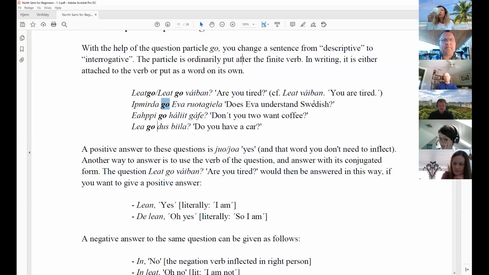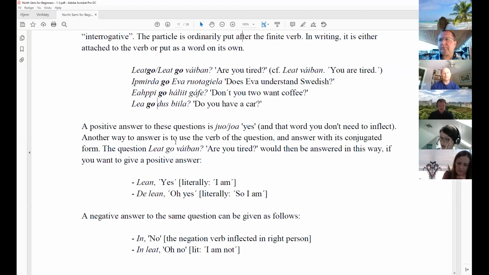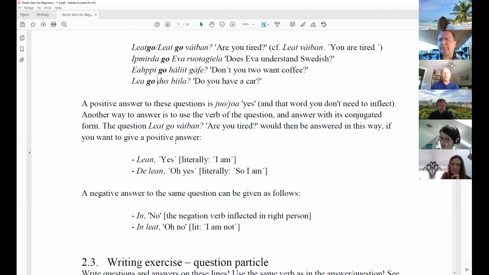Note that you do not need the pronoun. Lär du spela as well. Lär du spela. Could also write that.